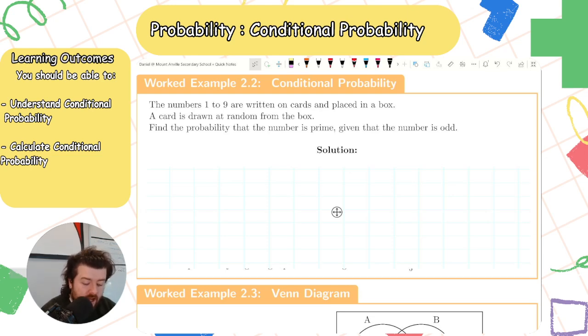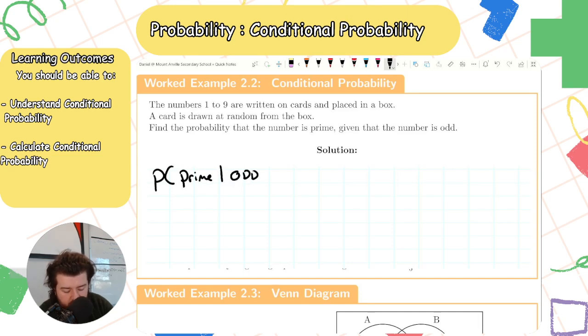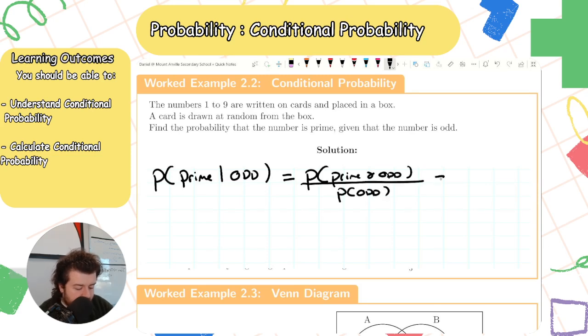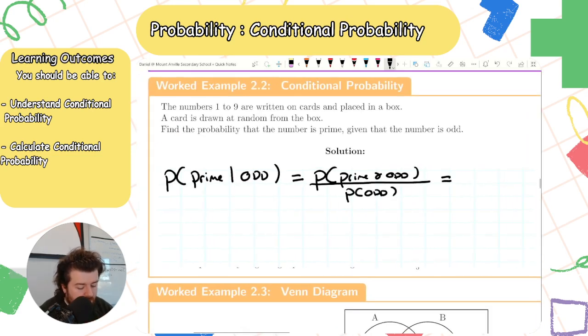The numbers 1 to 9 are written on cards and placed in a box. A card is drawn at random from the box. Find the probability that the number is prime given that it's odd. So I'm looking for the probability that the number is prime given it's an odd number. I now need to find the probability it's prime and odd over the probability it's odd. So what's the probability it's prime and odd?